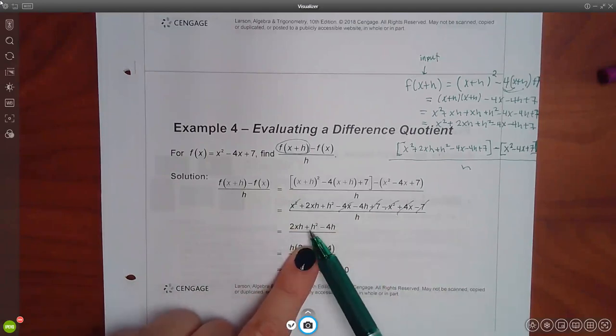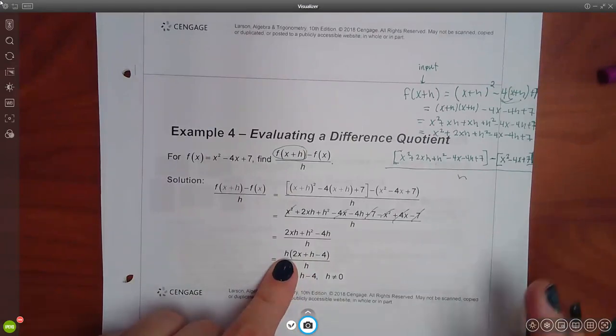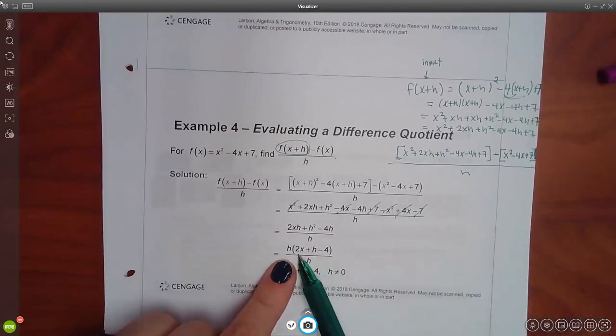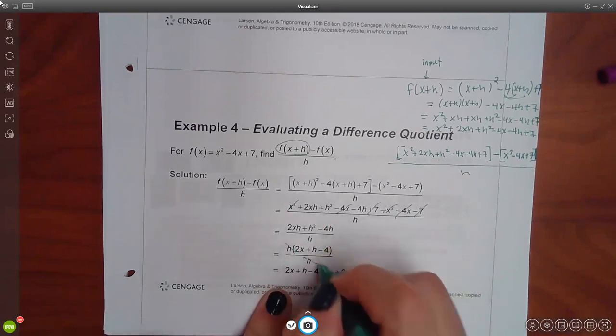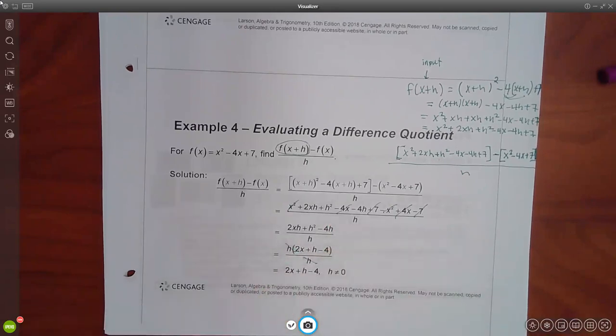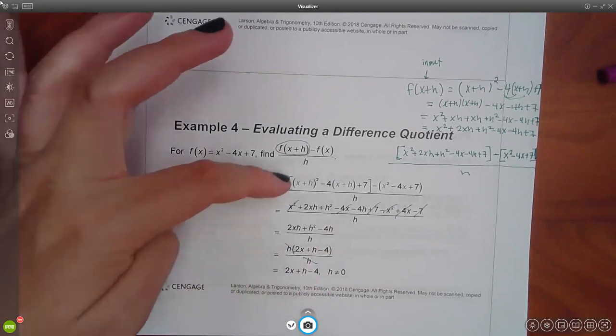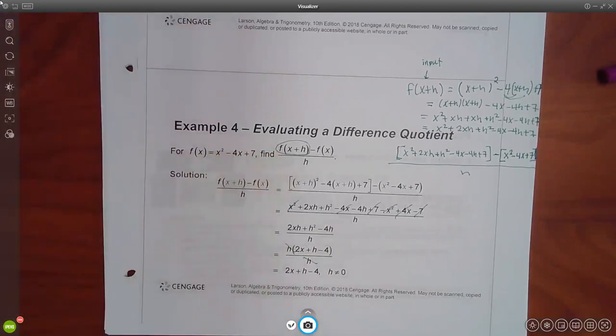Now, because every single one of these terms has an h, they factored the h out. So then that left me with only 2x, one of the h's here, and then the minus 4. And then this h could cancel with that h. And so all you're left with is the 2x plus the h minus the 4. And of course, we know that h cannot equal 0 because otherwise it would make the whole fraction undefined.